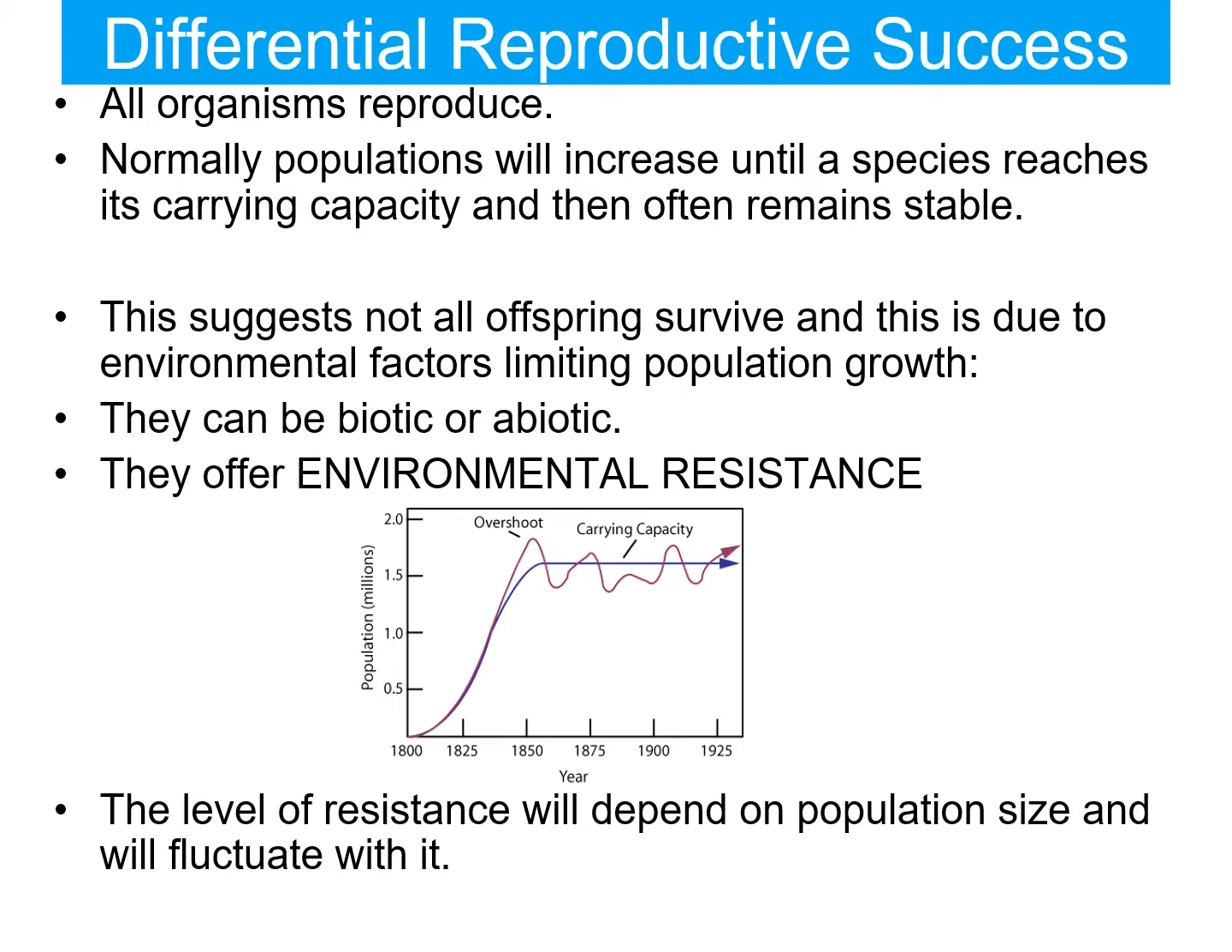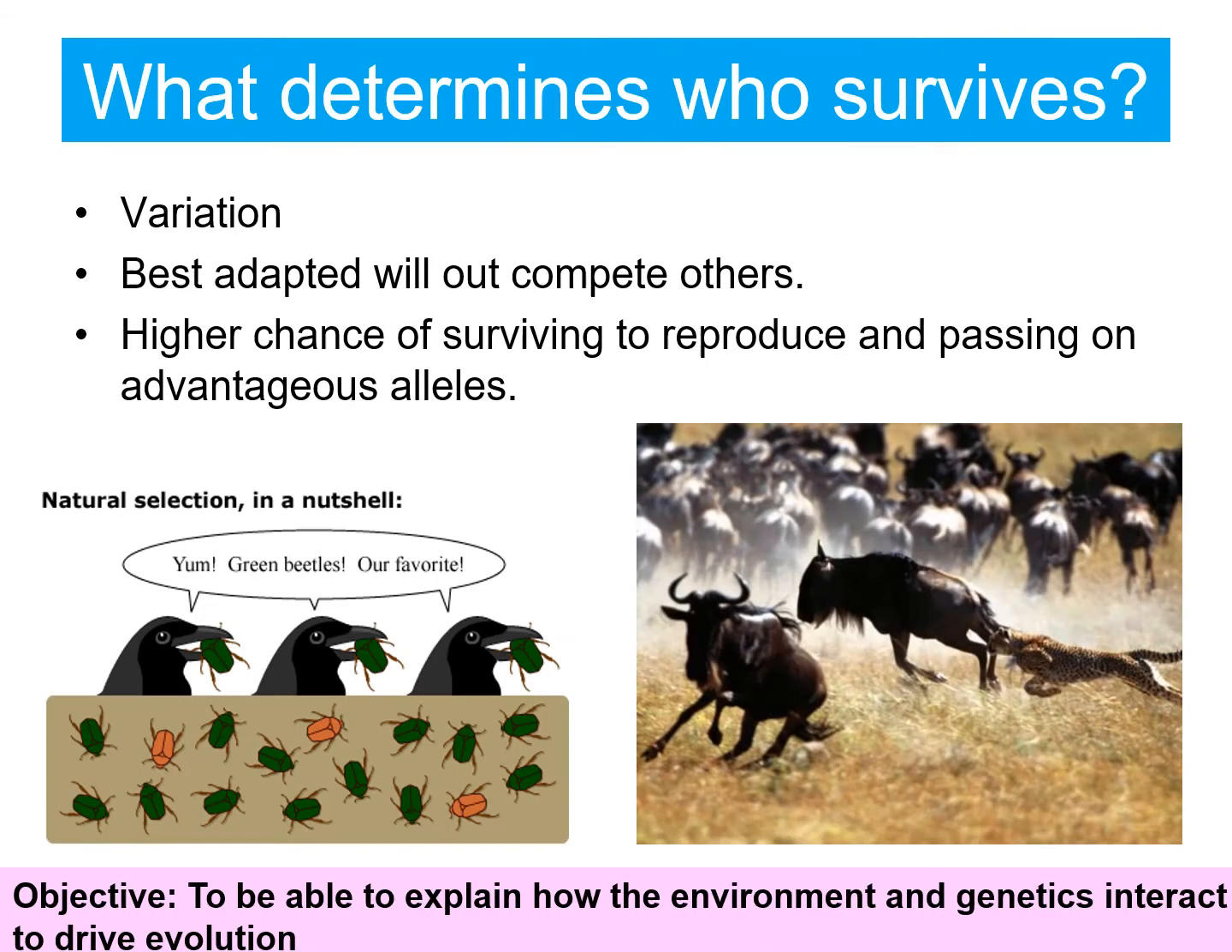And therefore, the reason that not all organisms survive is this constant selection pressure, which is a type of environmental resistance. And this resistance will therefore affect the population and drive nature. So what actually determines who survives? Well, it's all due to variation. You should know from GCSE and previous learning that the best adapted will survive and outcompete the others, survival of the fittest. There's a higher chance of survival to reproduce, and therefore you pass on those advantageous alleles.